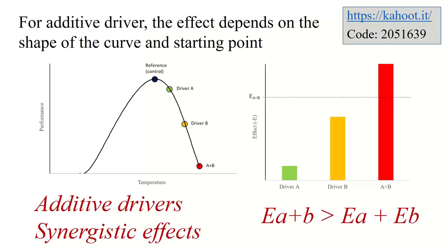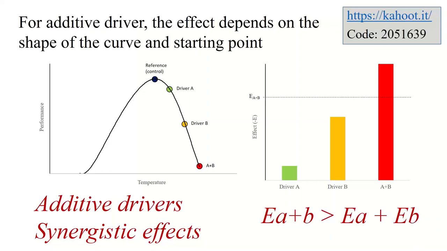But the point from this example, where we combine temperature with temperature, is that temperature is additive with temperature. So at the level of the drivers, we have two additive drivers. But at the effect size, it depends. It depends where you are on the curve. It depends on the shape of the curve.